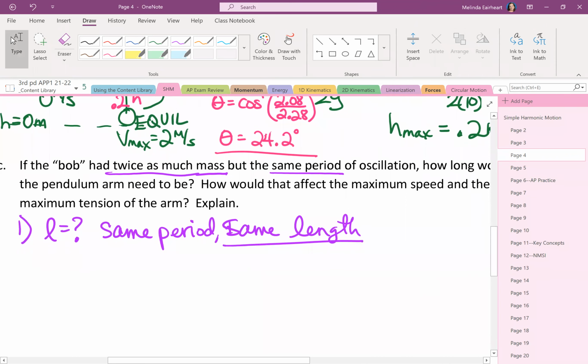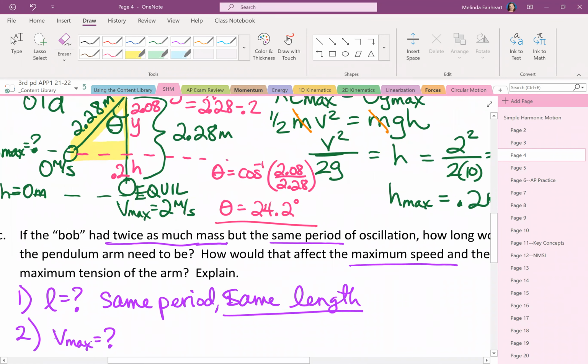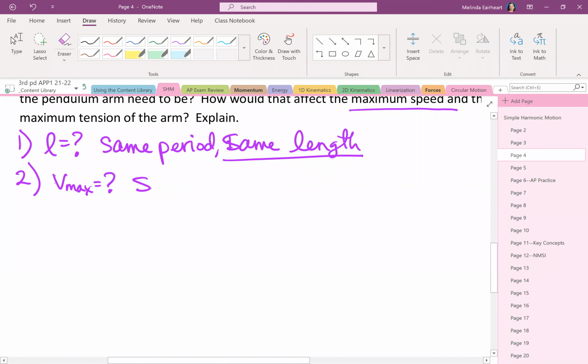And gravity, yeah. No new planets or beings right here. Assume always on Earth unless told otherwise. The second question hidden in here, how would this double mass affect the max speed? And so the new max speed, well, we solved for that in part B. What happened to mass? It canceled. So if you double the mass, you double both energies, you get the same height change. Same height change. And so you get the same V max. Mass canceled.